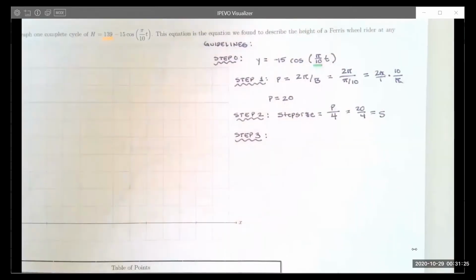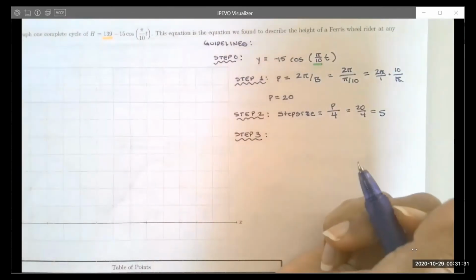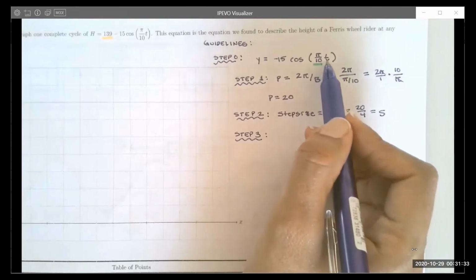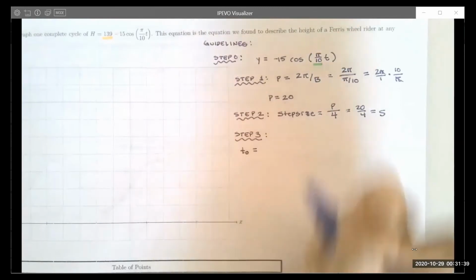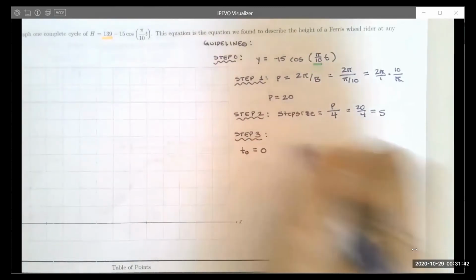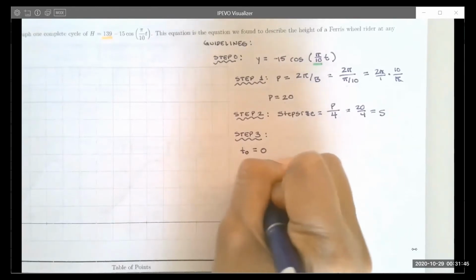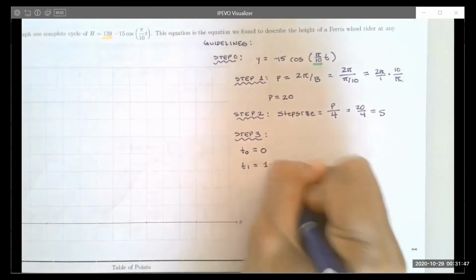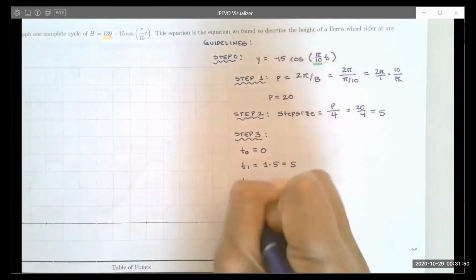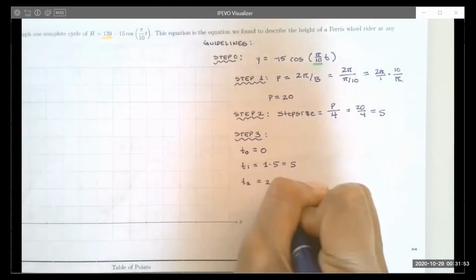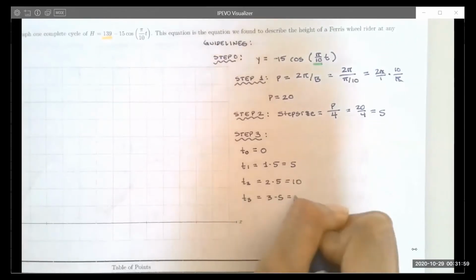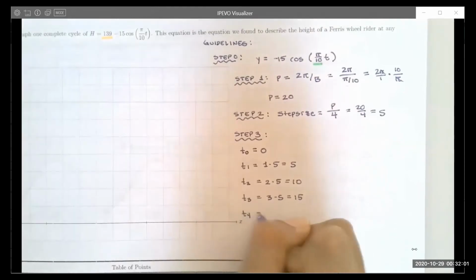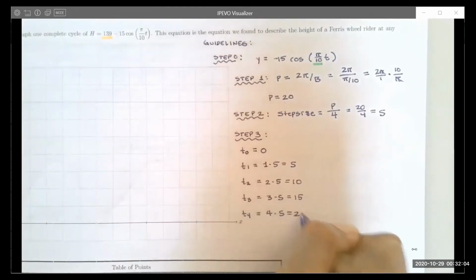But let's see more explicitly in step 3. Step 3, we look at the important x values. Here we're using variable t instead of variable x, so I'll use variable t. We always start at 0, so t0 is 0. Then the next one is going to be 1 times the step size, so 1 times 5, which is just 5. Then 2 times 5, which is 10. Then 3 times 5, which is 15. And finally, the fourth quarter, 4 times 5 is 20.